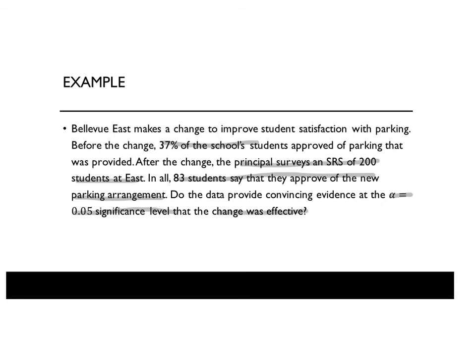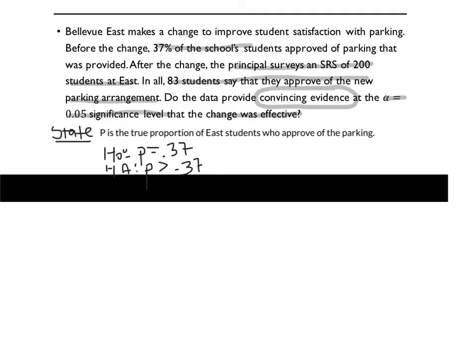This is a case in which we're going to do a hypothesis test. We know it will be a hypothesis test because it says convincing evidence in the story. So for our state step, we're going to say that p is the true proportion of East students who approve of the parking. The null would be p equals 0.37, and the alternative would be p is greater than 0.37, because we want to know if the change improved satisfaction rates.